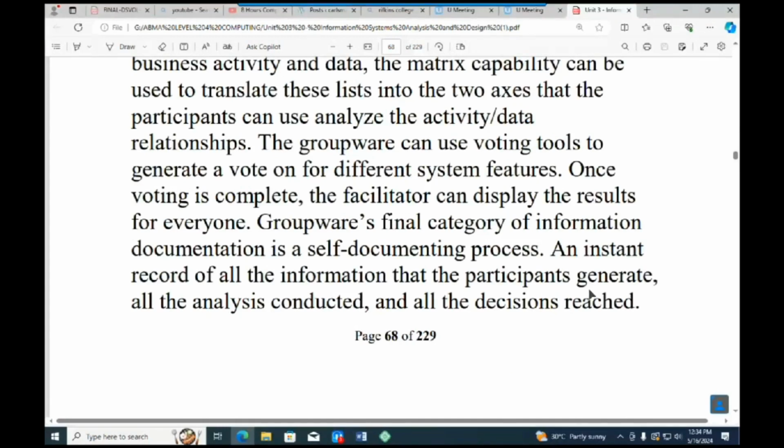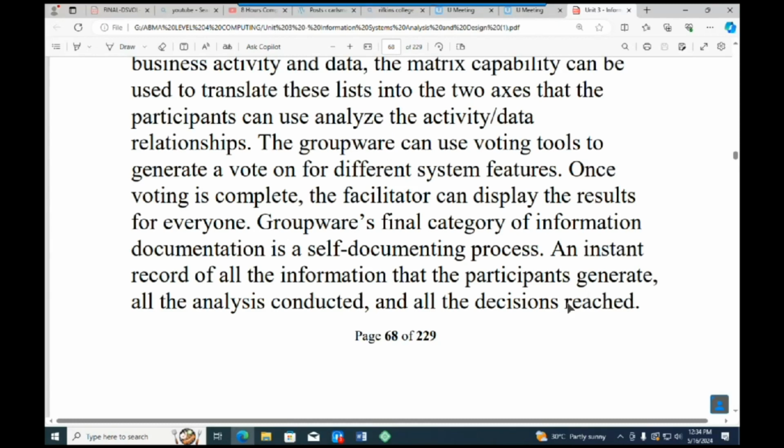So the groupware here can also implement voting tools to make sure that they generate a vote for different system features. So there are voting tools that can be used to generate a vote for which feature is supported by the majority of the people. When this voting is complete, the facilitator displays the results to everyone, so everyone is able to see the results of the voting on their screens.